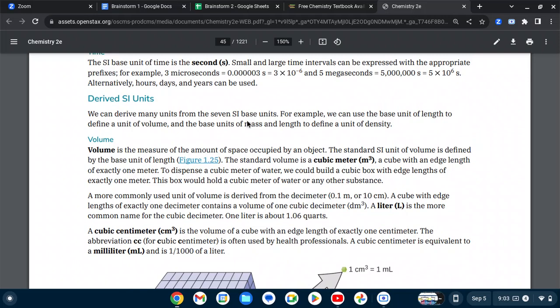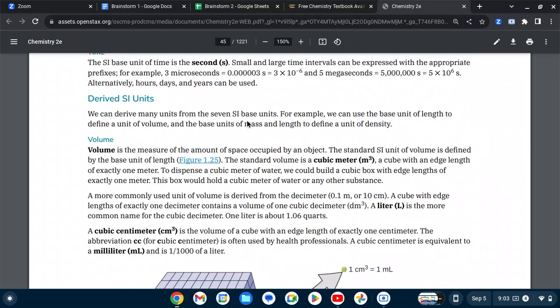The standard unit is a cubic meter, a cube with an edge length of exactly 1 meter. To dispense a cubic meter of water, we could build a cubic box with edge lengths of exactly 1 meter. This box would hold a cubic meter of water or any other substance.